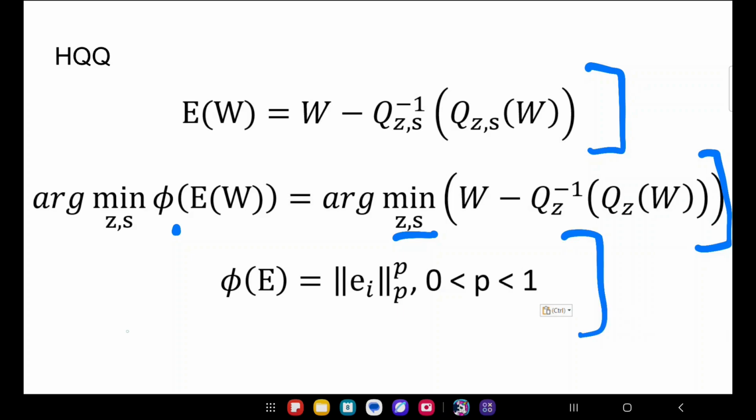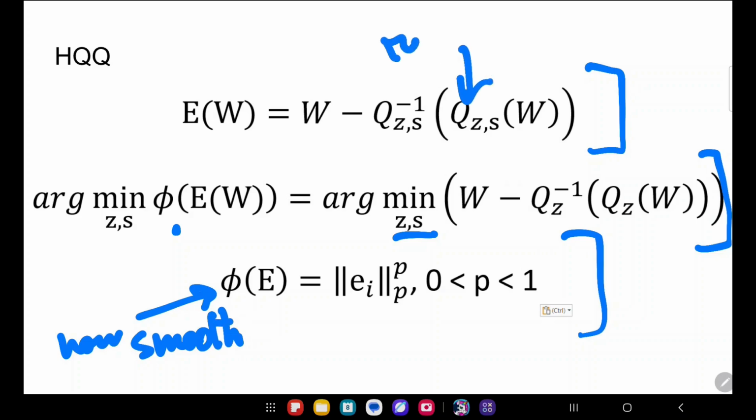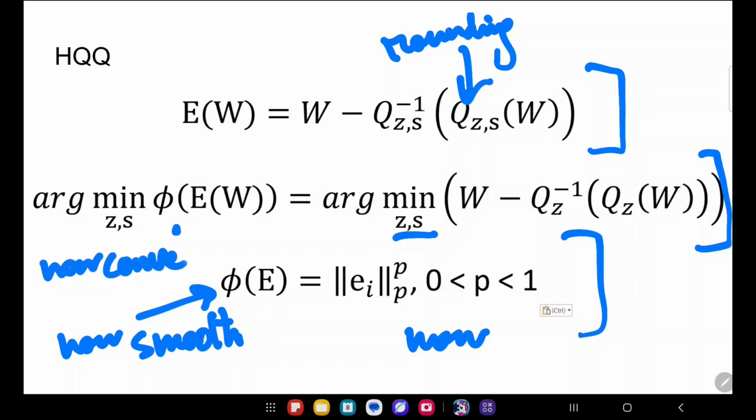Okay, but this is still hard because this phi is non-smooth. Here rounding, so Q involves discrete rounding operations. The composition makes it very non-convex. So this one is non-convex.